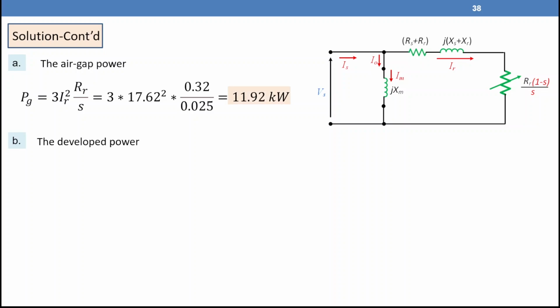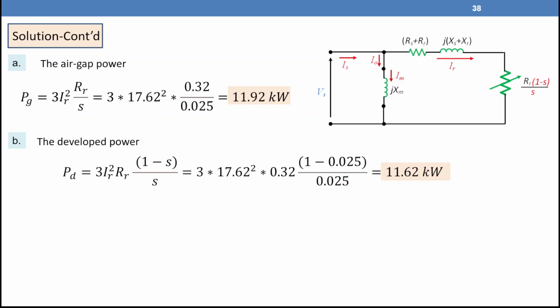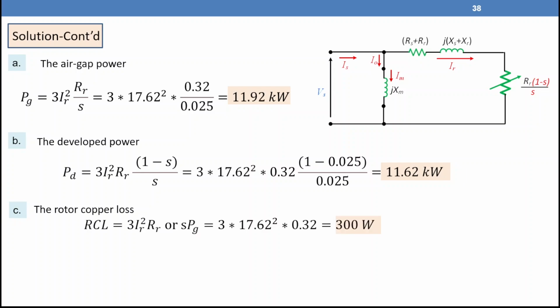So we can calculate the developed power as well. The developed power equals 3 I rotor squared R rotor (1 minus S) over S, or you can use P gap (1 minus S). That will be 11.62 kilowatt. The rotor copper loss you can calculate using S P gap, or P gap minus P developed, or 3 I rotor squared R rotor, any one of them. That will be 300 watt.